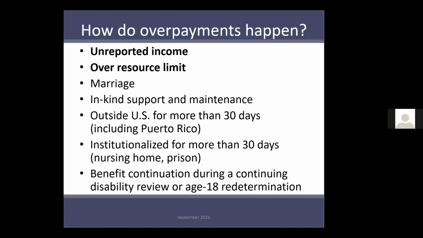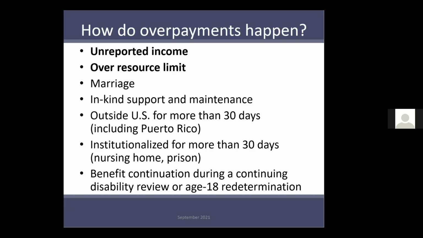In-kind support and maintenance, which I always call ISM, but I know Social Security calls it ISM. So any food or shelter that is provided to somebody who is on SSI, either coming from inside their household or outside their household, a very, very complex area that we're not going to get into much today because it's really its own topic. But Social Security does count that type of assistance as unearned income, and they reduce benefits accordingly. And so that also can cause overpayments.